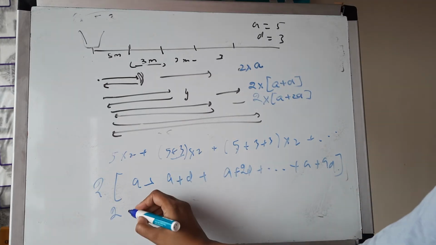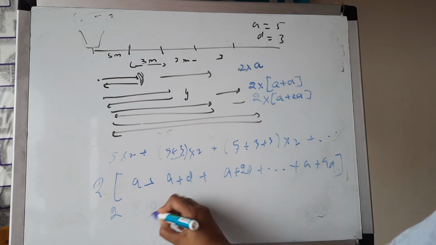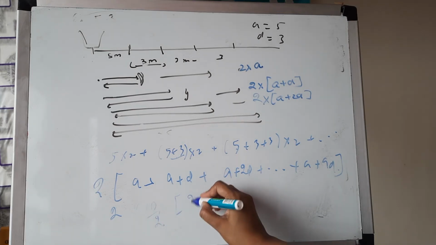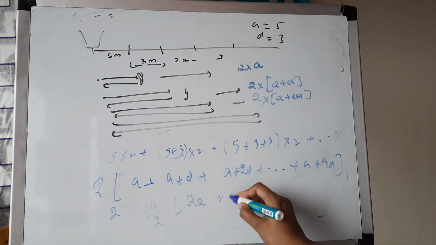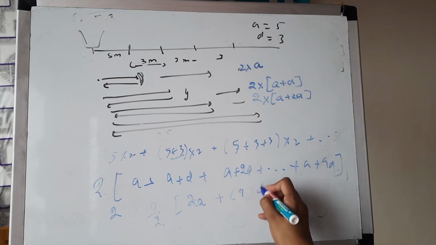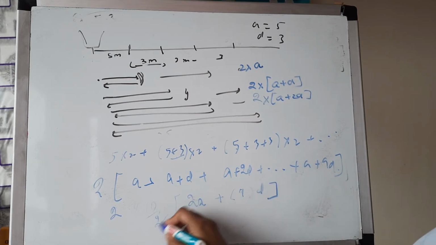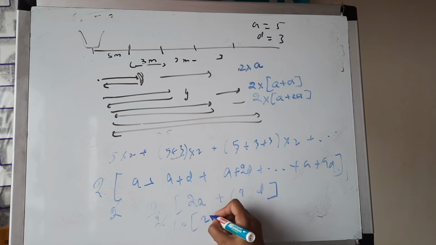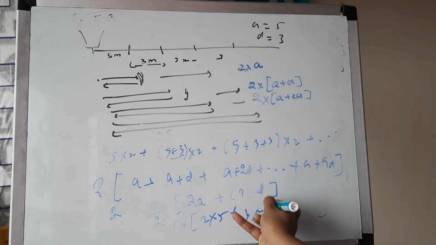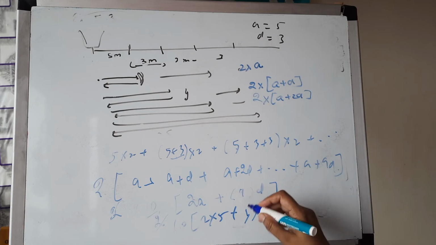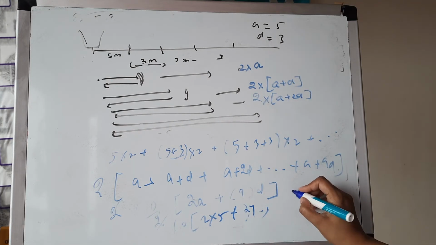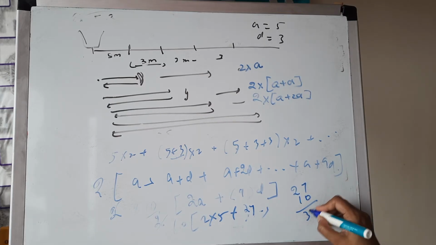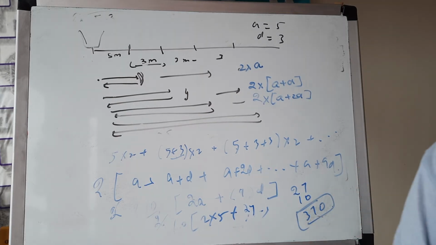So it's a sum of these numbers, right? Sum of an AP, which is what? 10 by 2, 2a plus 9d, right? Nine into 5, 9 into 3. 9 into 3 is what? 27. 27 plus 10, 37. 370 is the answer. So the answer is 370.